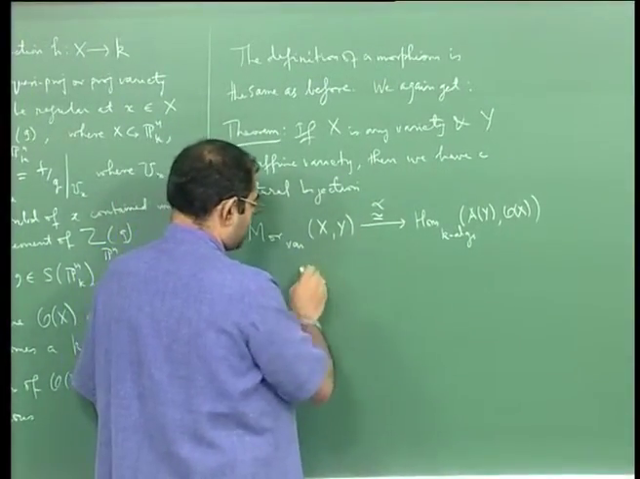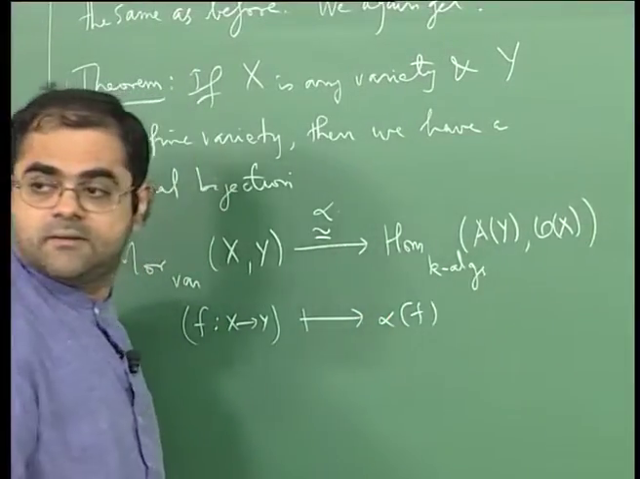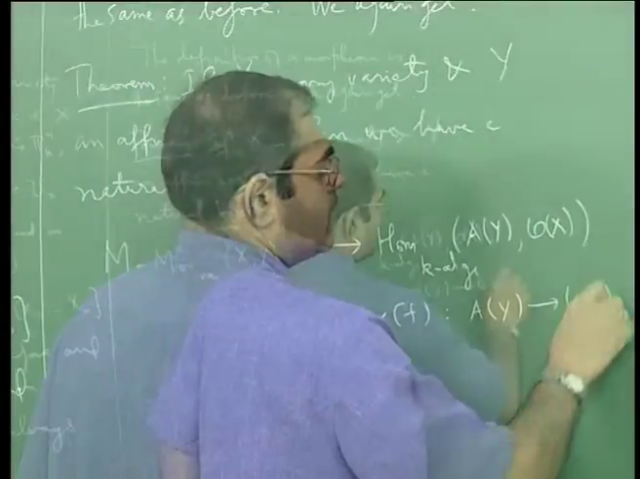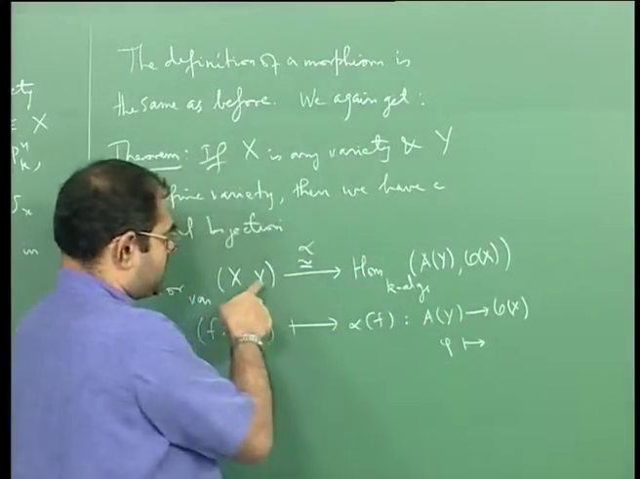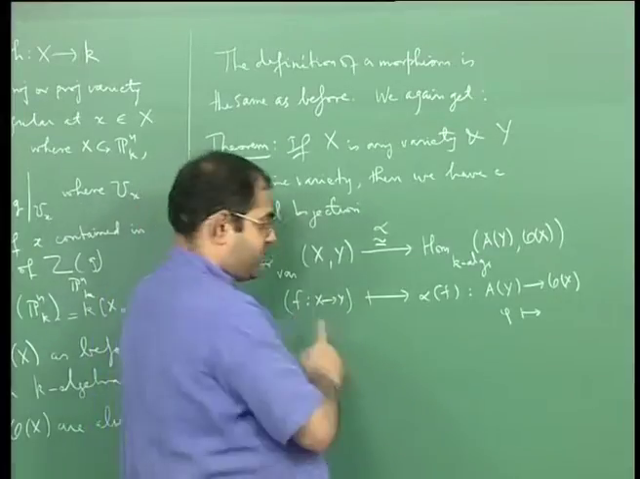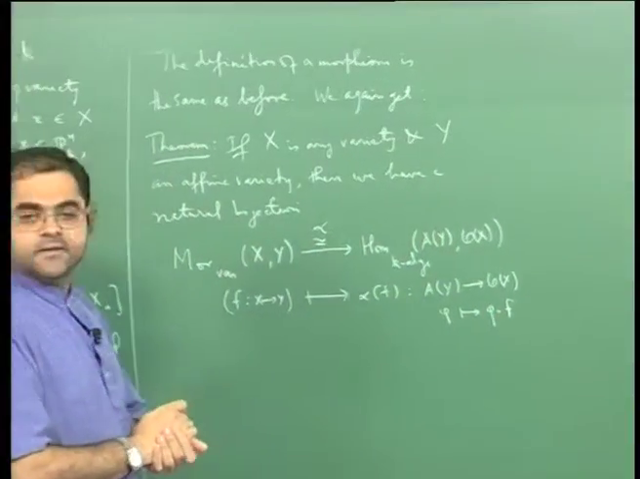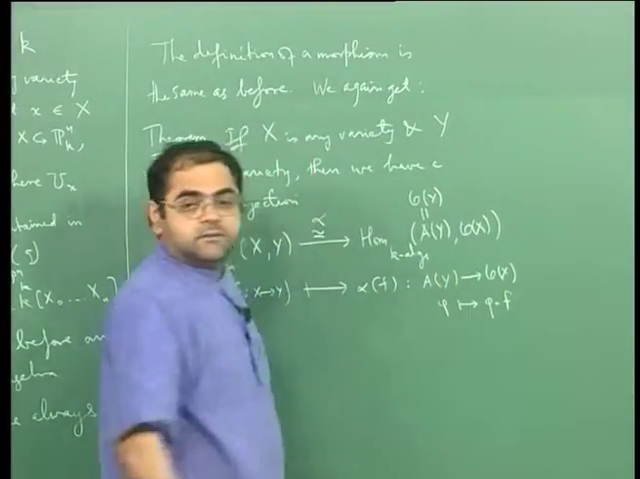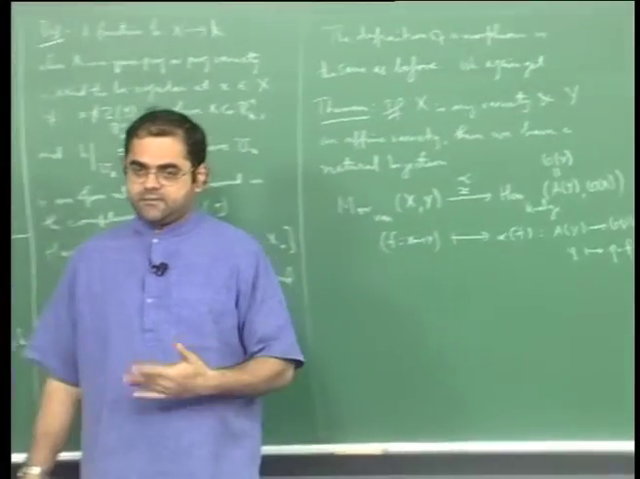And what was this map? Well, if you give me a morphism f from X to Y, then it goes to alpha f, which is just the pullback of regular functions. It is a map from AY to OX, which pulls back a regular function phi on Y: if you compose it with f, you get a regular function on X. So first apply f, then apply phi. This is just the pullback of regular functions, and you must remember that AY is the same as OY, because Y is an affine variety. So the affine coordinate ring is the same as the global regular functions.